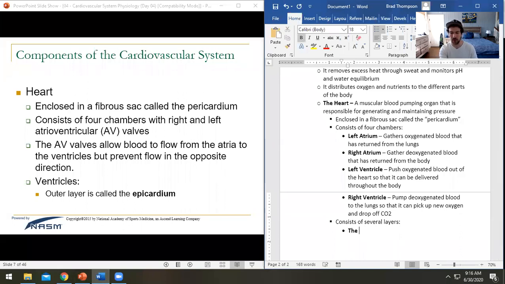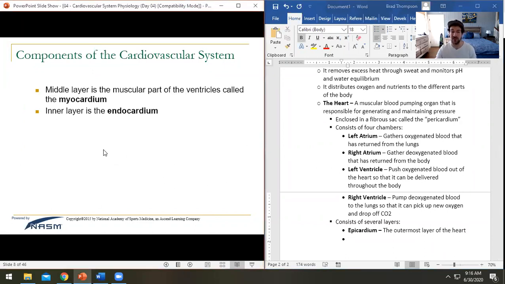So the epicardium is the outermost layer of the heart. And then you've got what is probably the most important, at least in my opinion, which is your myocardium. This is the middle layer. Remember, anytime we see the prefix myo, we are in muscle territory. So this is the very muscular part of the heart, the middle layer of the heart.